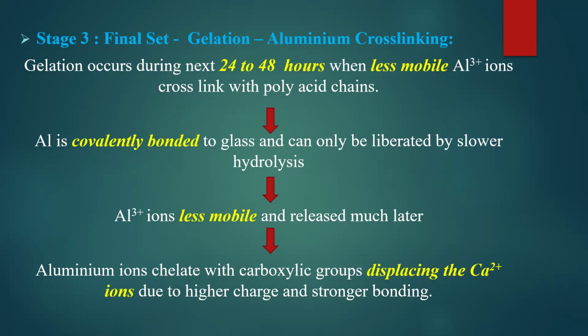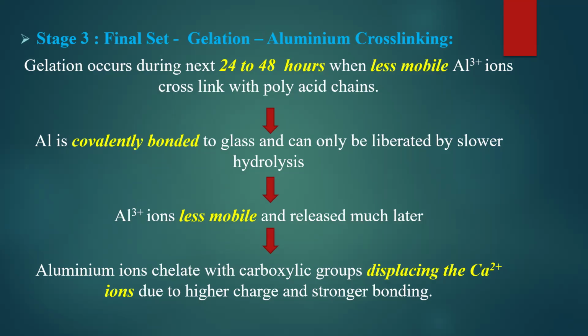As I've mentioned in the first slide, calcium ions are readily displaced because they are just ionically bonded to the powder particles. But aluminum, on the other hand, is covalently bonded to the glass particles, and can only be liberated by slower hydrolysis. That's why the final set or the gelation happens 24 to 48 hours after you start mixing the powder and the liquid.